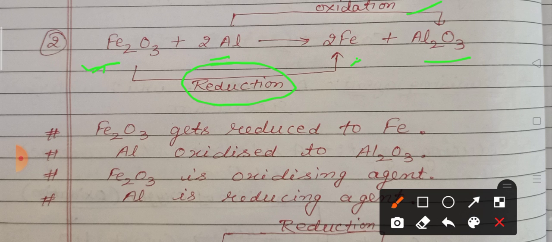So in the reaction, the iron oxide gets reduced to iron because there is removal of oxygen. So iron oxide gets reduced to iron. In the same manner, aluminium is oxidized to aluminium oxide. And due to this, the ferric oxide acts as the oxidizing agent, while the aluminium acts as a reducing agent.